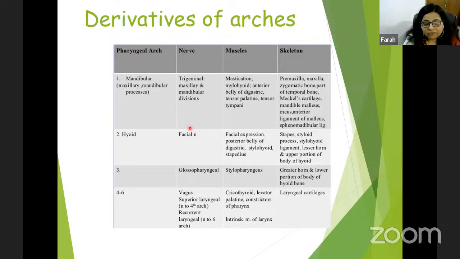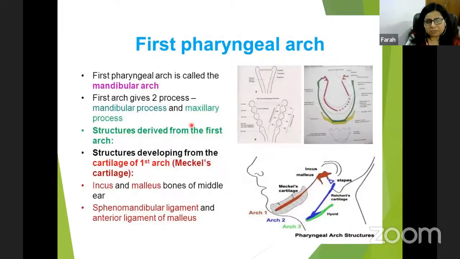Then we have fourth to sixth arches, fourth and sixth means fifth is retrogress. So it is supplied by vagus, fourth arch by the superior laryngeal, and sixth arch by the recurrent laryngeal nerve. Laryngeal cartilages along with the muscles of larynx and pharynx are supplied by the fourth and sixth arch. This is the brief overview of how the arches are derived. We'll take up them one by one.